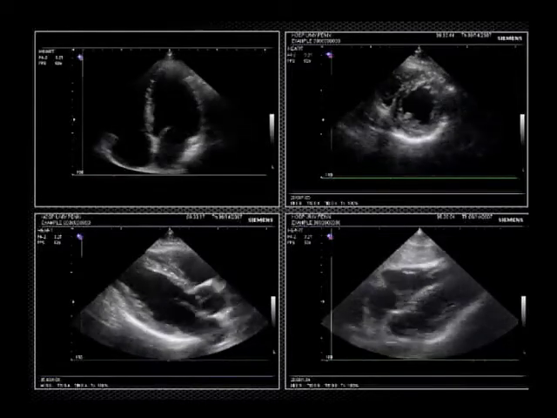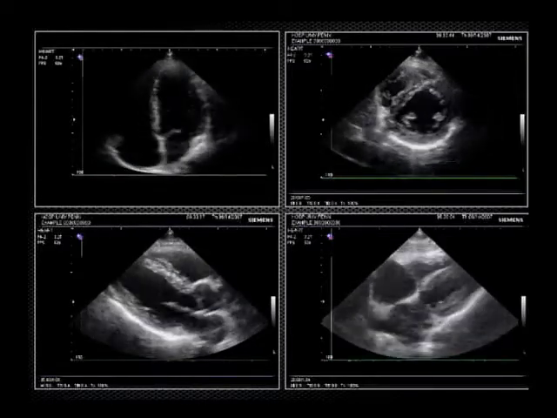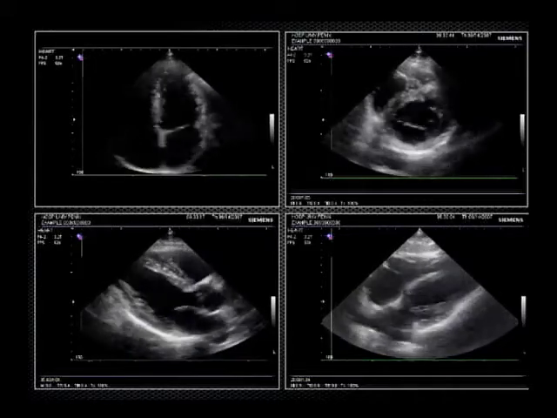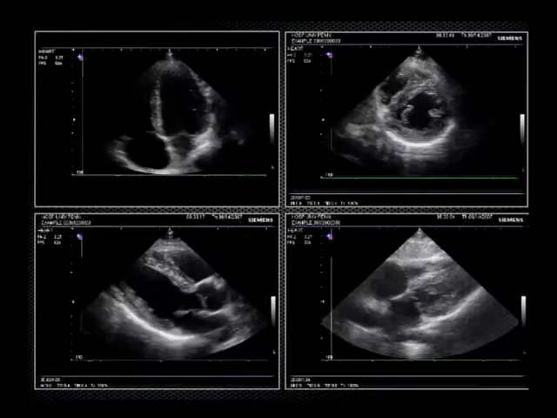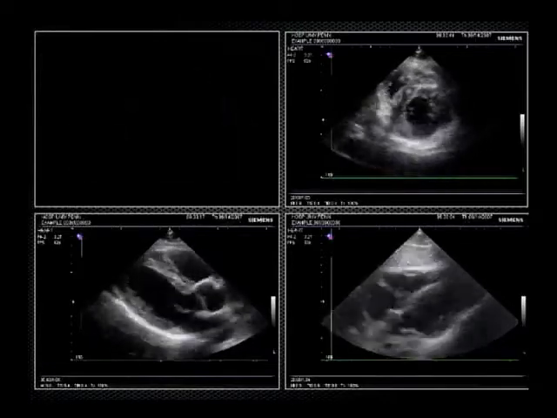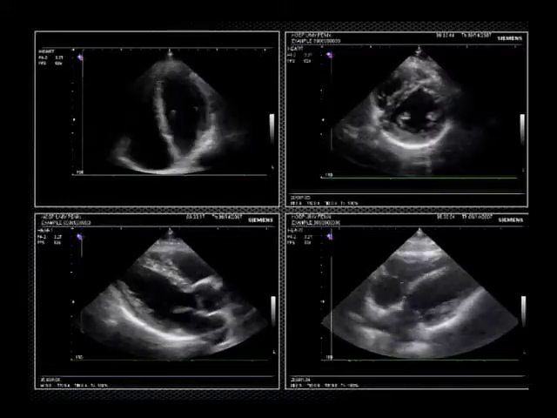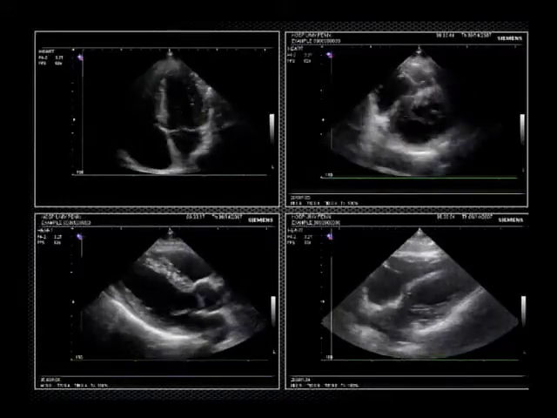The focused cardiac ultrasound is a two-dimensional transthoracic examination that involves imaging the heart in the four views represented here. At the end of this lecture, you'll be able to identify these views and learn the technique in order to perform them.